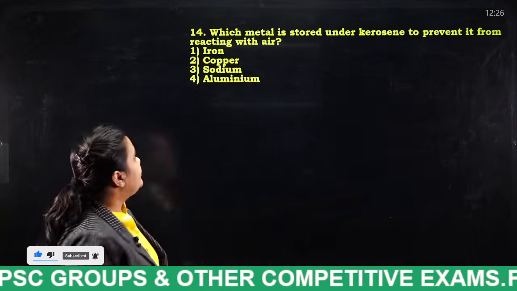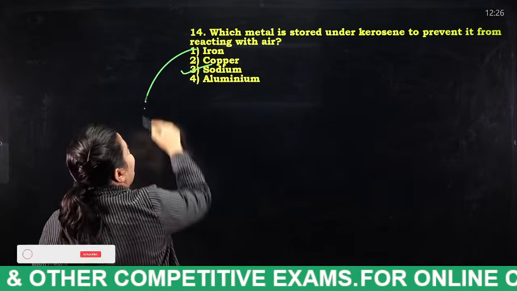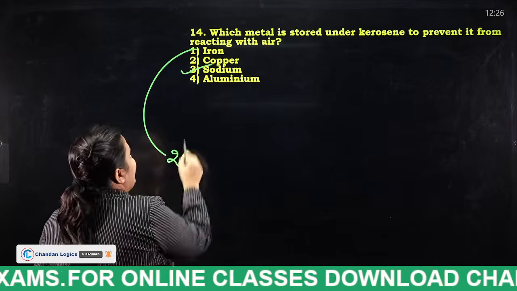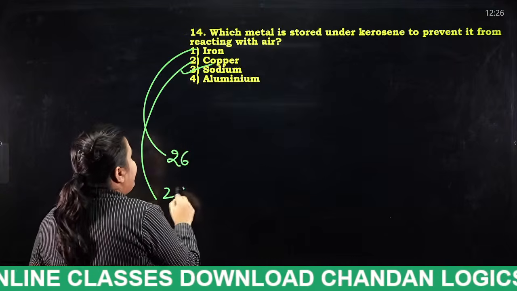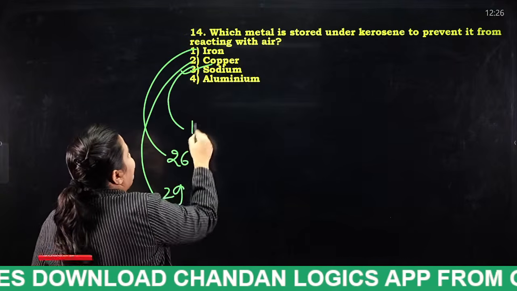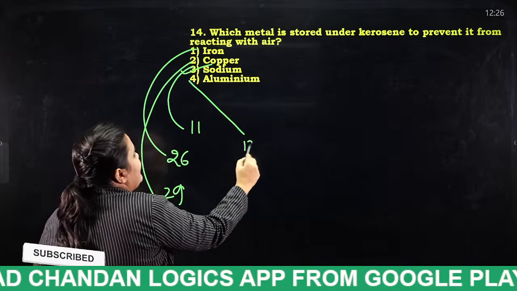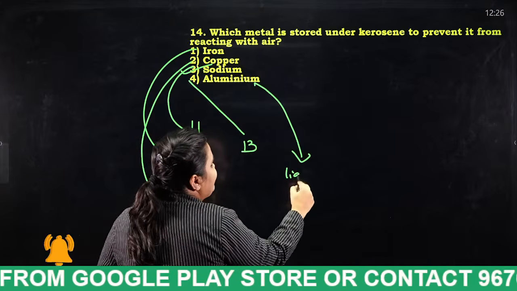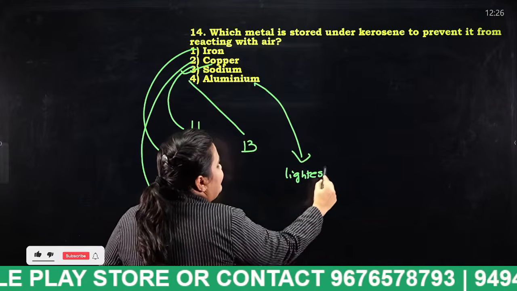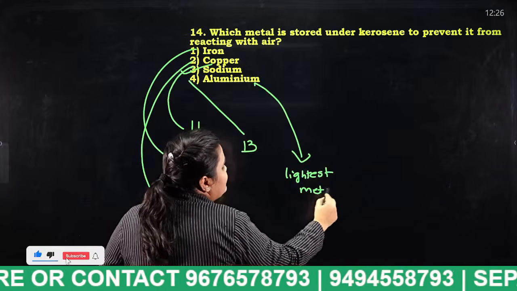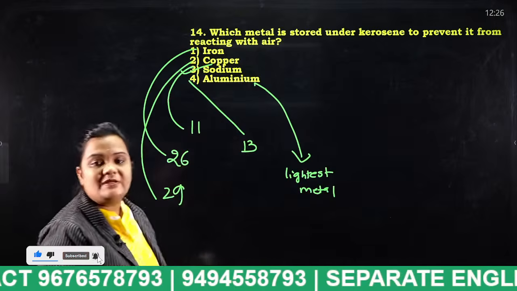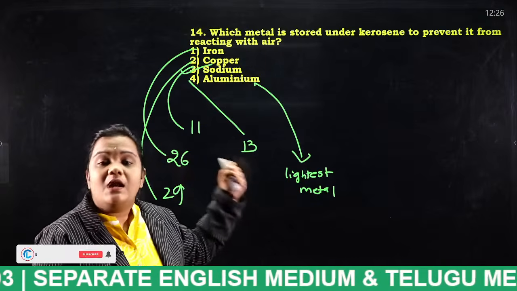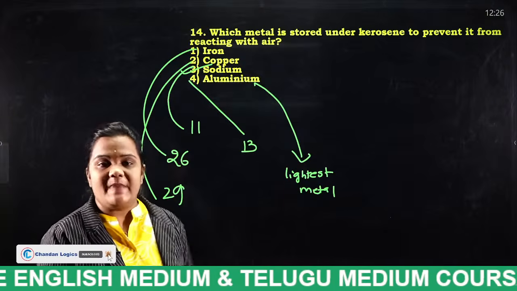Very good. What is the atomic number of iron? 26. Atomic number of copper? 29. Atomic number of sodium? 11. Atomic number of aluminium? 13. What do you mean by aluminium? Actually, aluminium is the lightest metal. Due to its light weight, we use aluminium for a lot of industrial purposes.